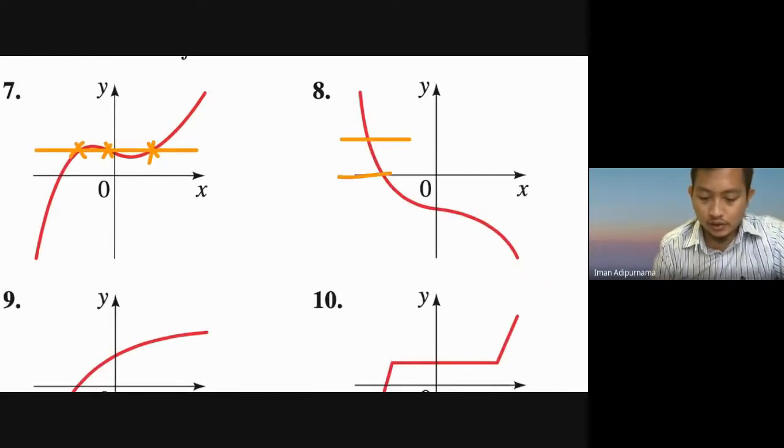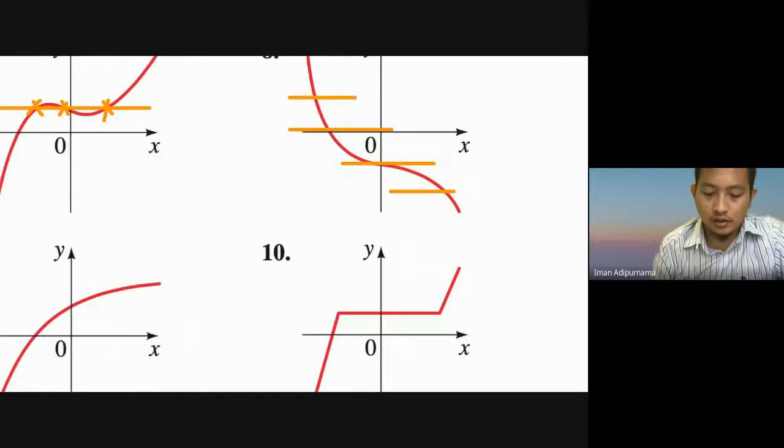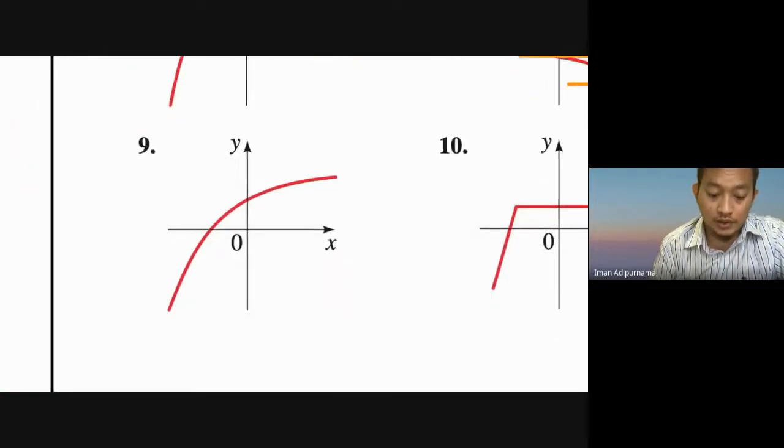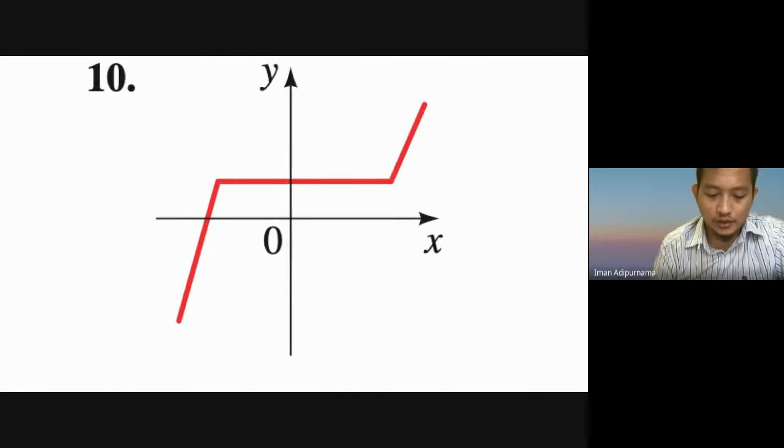Here is okay, right? You see that the line is crossing exactly once. This is also okay. Here, you see in the middle here, it's not one-to-one, right? Because it's crossing many points in this line here.